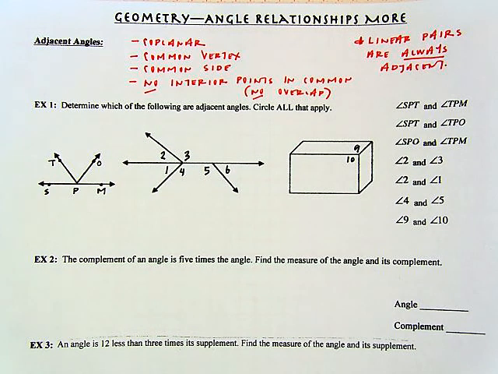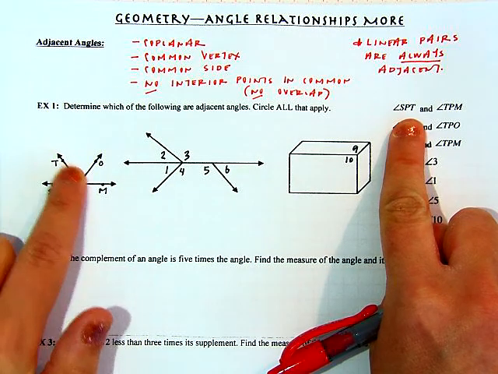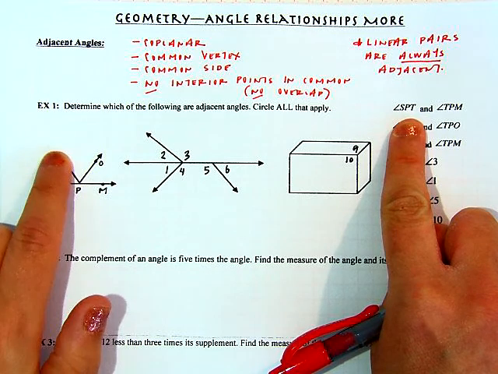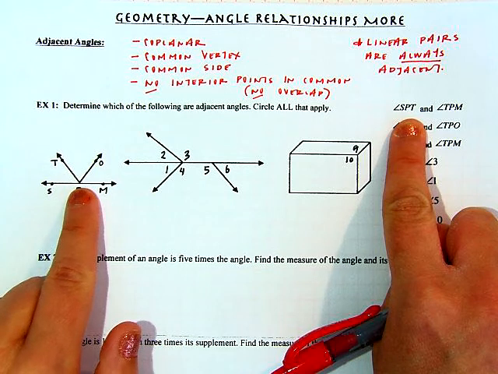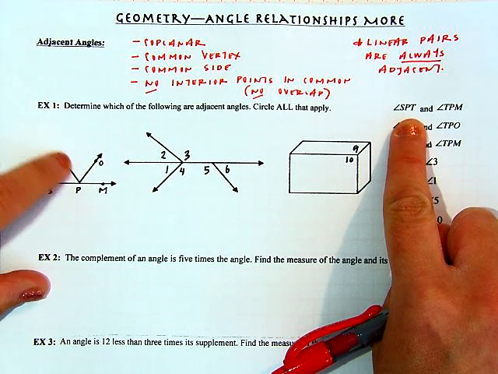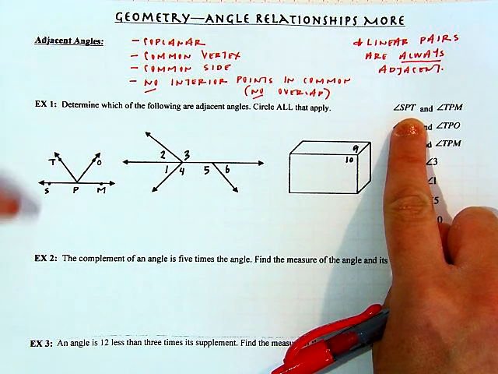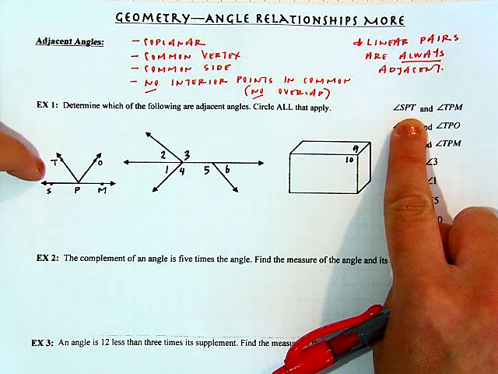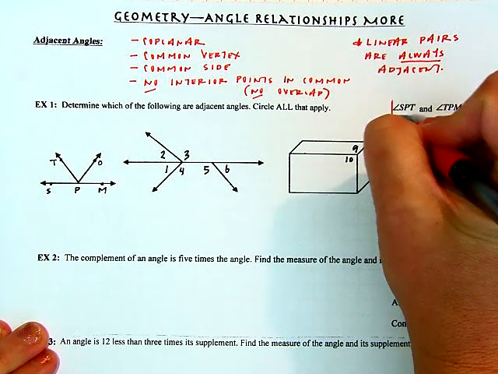Now in example 1, determine which of the following are adjacent angles. Circle all that apply. First we're looking at SPT and TPM. Are those adjacent? Are they coplanar? Here's my plane. Yes. Do they have a common vertex? Yes. Do they share a common side? That would be that side right there. Yes. Do they have any overlap between them? No. There's a point here that would not be inside the other angle over here. So we'd say, absolutely, those are adjacent angles.